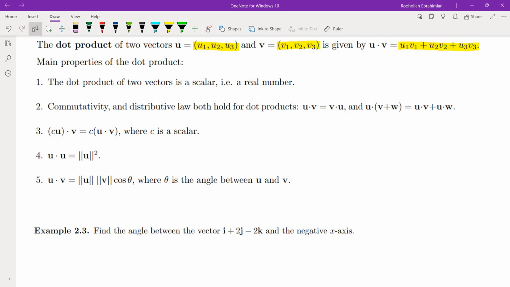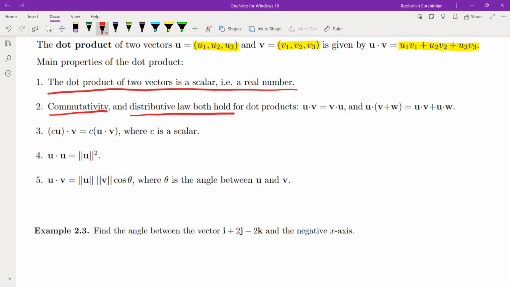The first one is that the dot product of two vectors is a scalar, which means it's a real number. So it is not going to be a vector. When you multiply two vectors, when you evaluate the dot product, you will get a real number, not a vector. The second one is commutativity. So when you find the dot product of u and v, you could do u dot v or v dot u. Those two are the same.